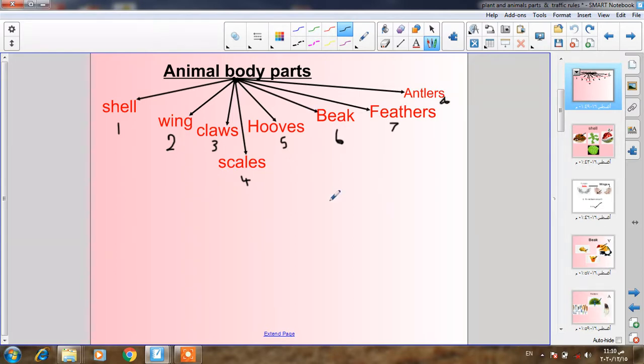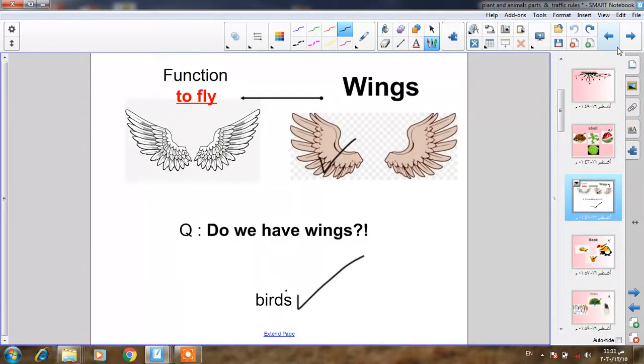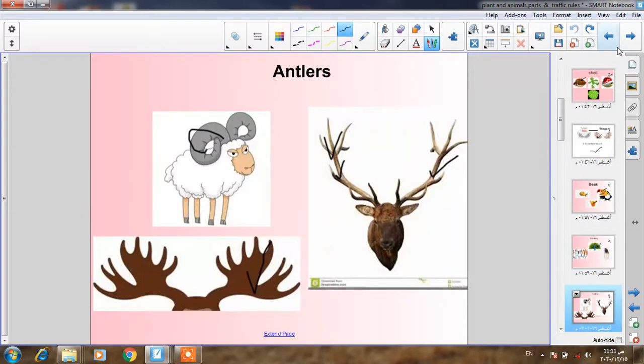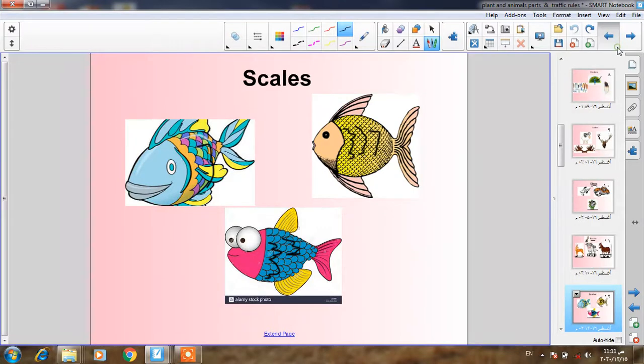So we have eight animal body parts. Of course, there is no animal that has all of these parts together. For example, each animal has one or two or three of these parts, not all of them together. So we have shell, wings, beak, feathers, antlers, claws, hooves, scales, pouch.